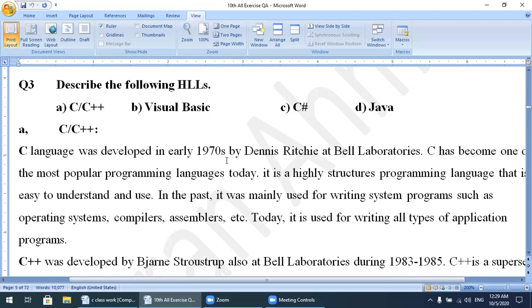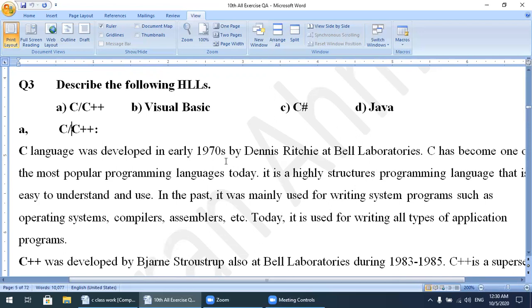In the past, it was mainly used for writing system programs. Keep in mind that the Microsoft Windows operating system is developed in the C language. It was mainly used for writing system programs such as operating systems, compilers, and assemblers. All of these, compiler, operating system, and assembler, are known as system programs. So for system programming, we can also use the C language.